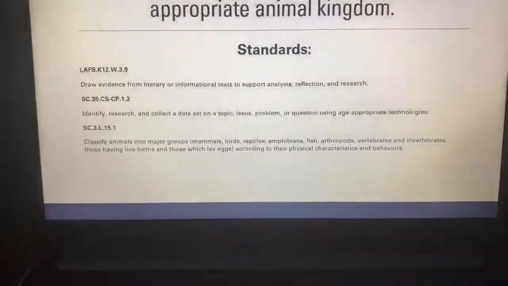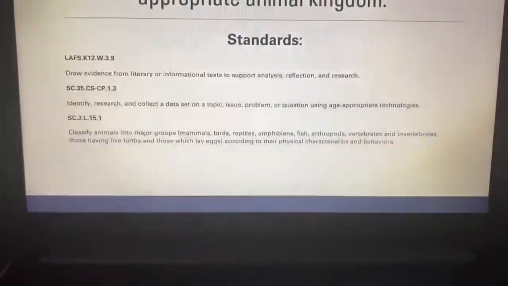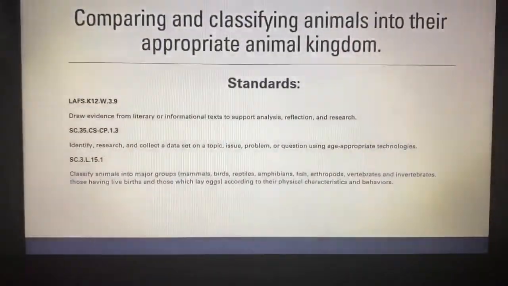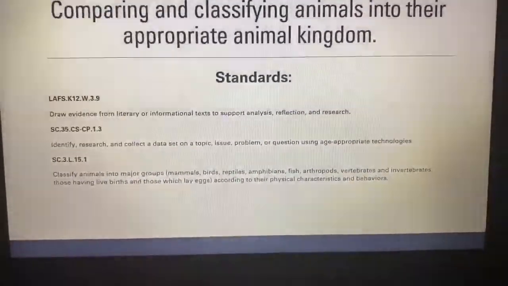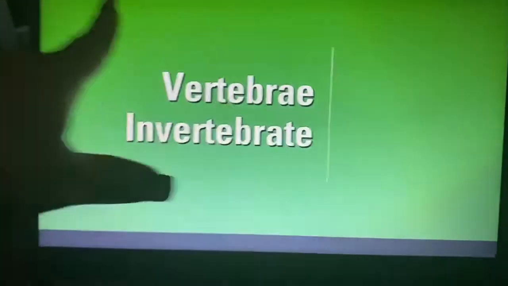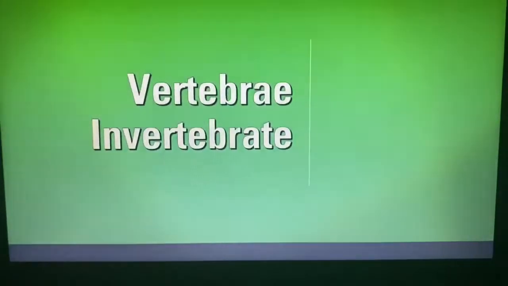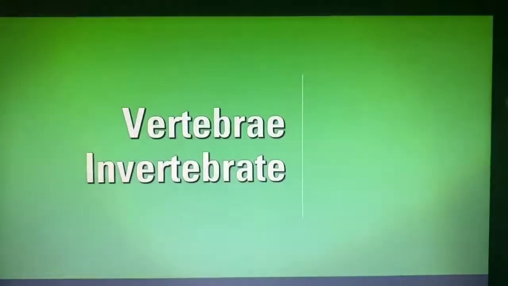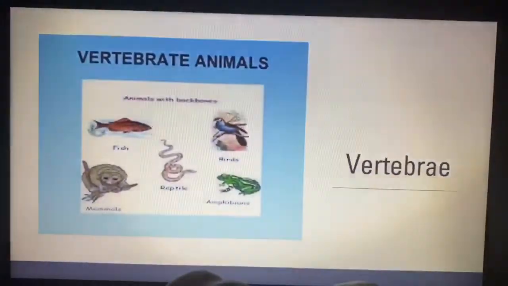So when it says classifying them into their major groups, that's how we'll know which animal belongs where. Let's move forward so we can find out what a vertebrate and an invertebrate is. So here you have vertebrate, invertebrate. Does no one still have an idea what a vertebrate or an invertebrate may be? Okay, that's fine.